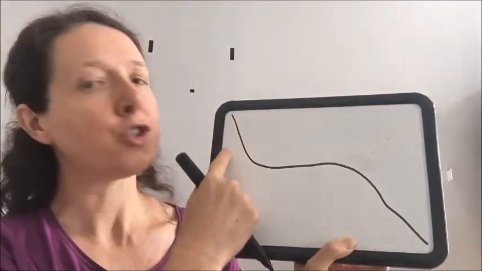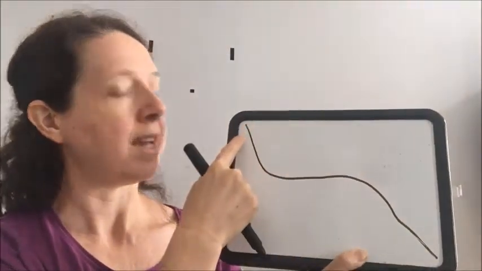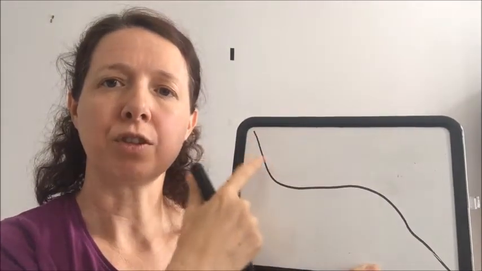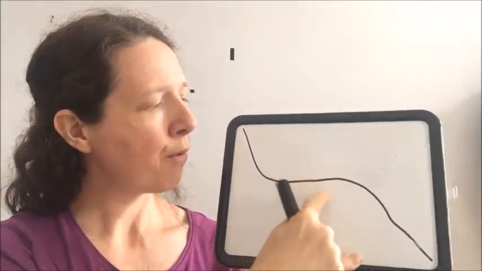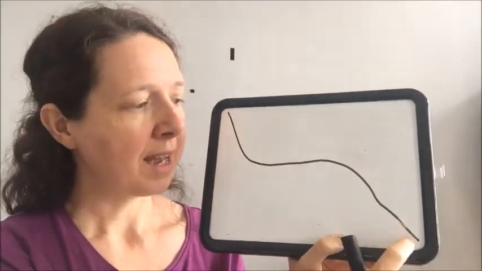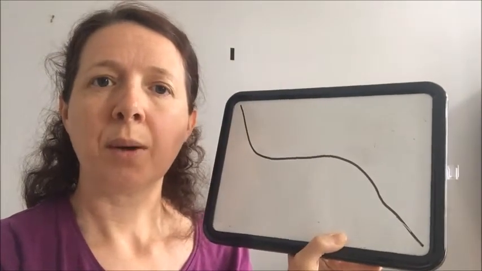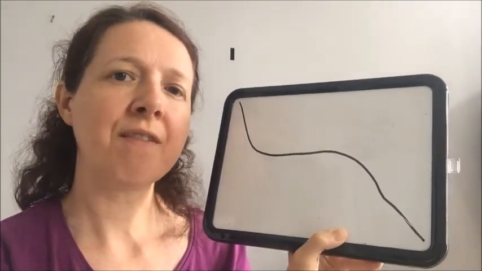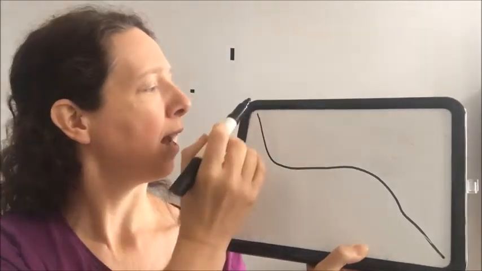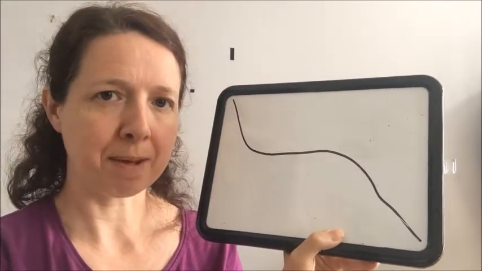And this is the journey we take through the story. When we're here, we're at the beginning of the story. When we're around about here, we're in the middle of the story, and right down here is the end of the story. So our job is to choose some of the events that happened in the story and draw them in the right place on our story map.